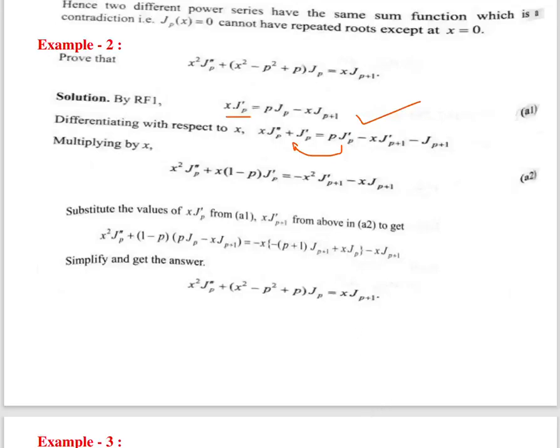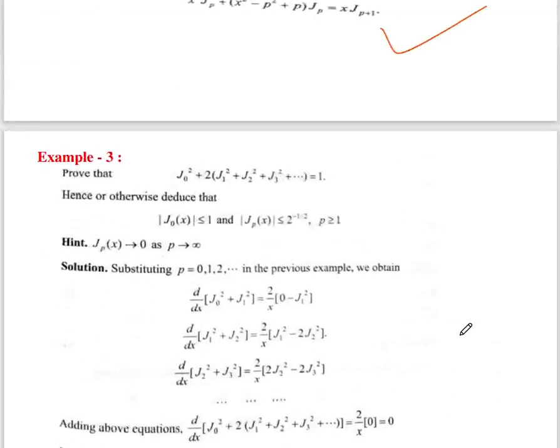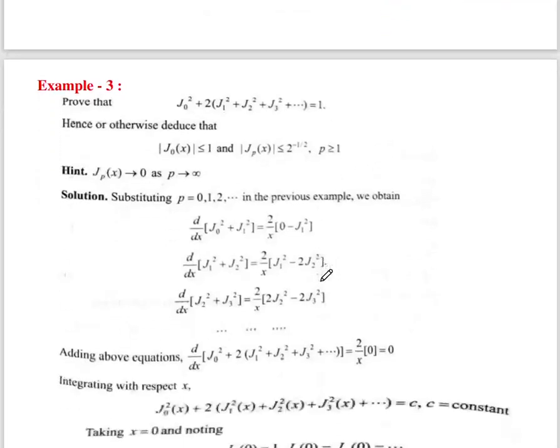Okay. So this is example number 2. Now we will see example number 3. Example number 3: show that J0 square plus 2 J1 square plus 2 J2 square plus J3 square and so on equals 1. And also we have to show, or deduce, that mod of J0 of x is less than or equal to 1 and mod J_p of x is less than or equal to 2 to the power minus 1 by 2, where p is greater than or equal to 1. Okay. Now we will see the solution.